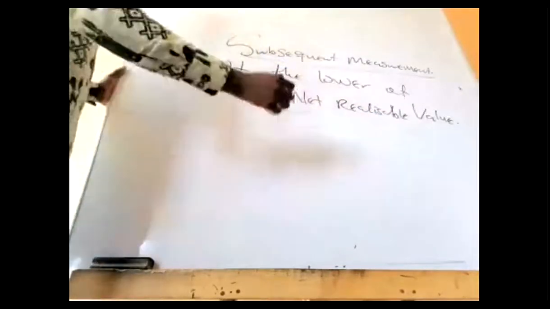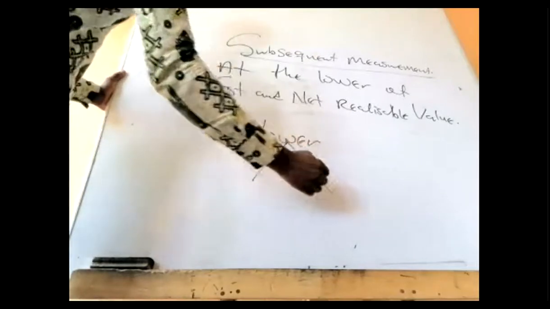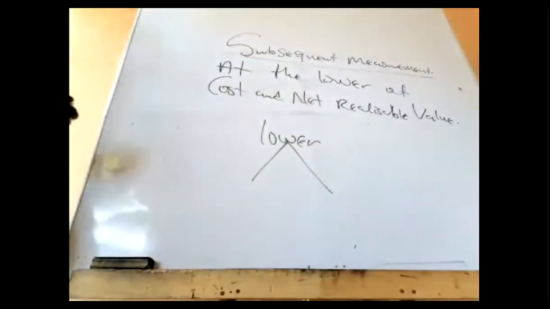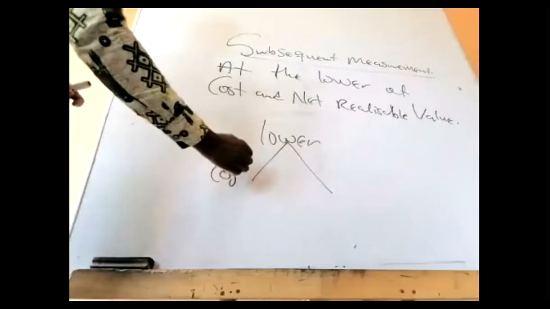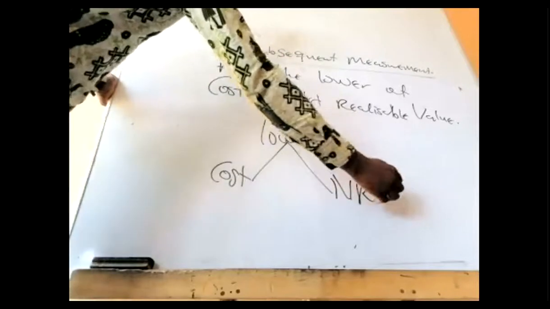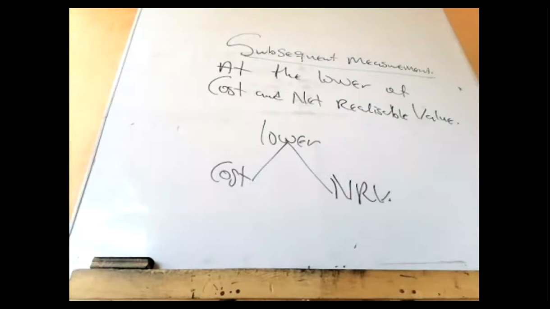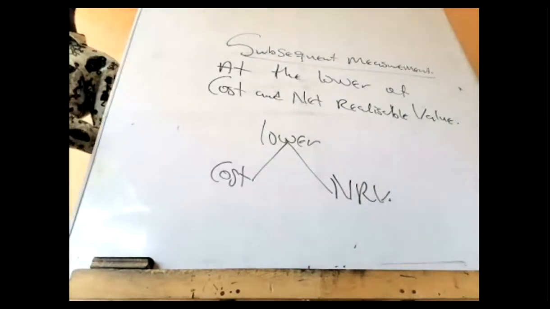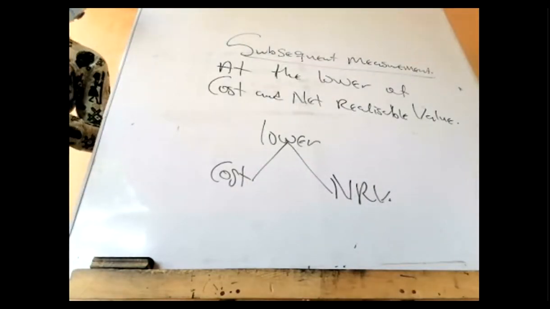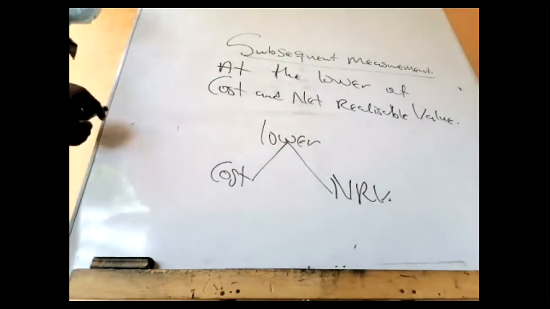So in summary, you compare two items and then select the lower among the two. So two items here: the lower of cost and then what? Net realizable value. That is what we are referring to. So that's the short. So subsequent measurement: just compare two items and then select the least among them. That's all. Now we should be able to explain these terms one after the other.